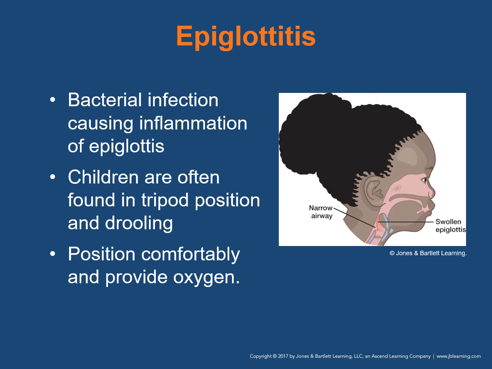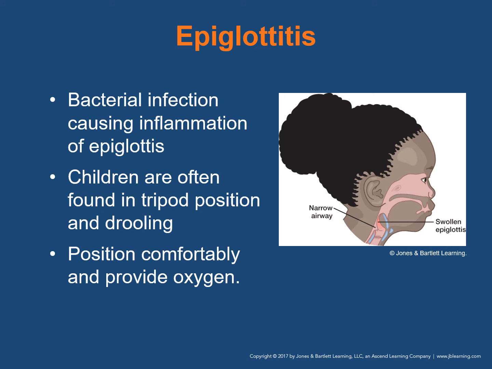Okay, let's break this word down, epiglottitis. The itis is swelling, and then you have the root word, which is epiglottis. So epiglottitis is swelling of the epiglottis. Now, in kids, just think about their epiglottis. It's smaller than ours, but it is shaped differently than in adults.